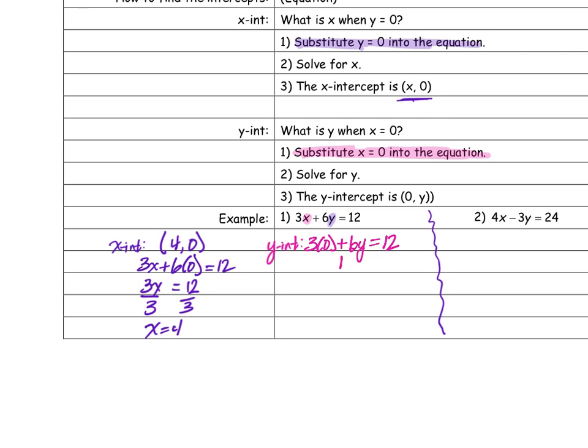So 0 plus... I don't really have to write the plus. If it was a minus, I would have to write it. So 6y equals 12. Divide by 6. And y equals, and I wrote that on the wrong line, didn't I? 2. So my x-intercept is going to be the form right here, 0y. So I've got 0, 2. So here's my x-intercept right here. And here's my y-intercept right there.